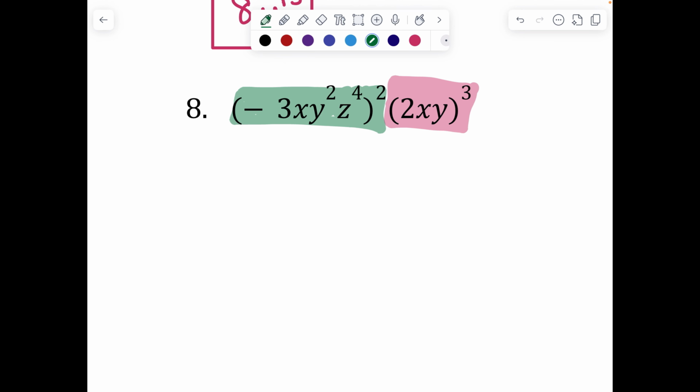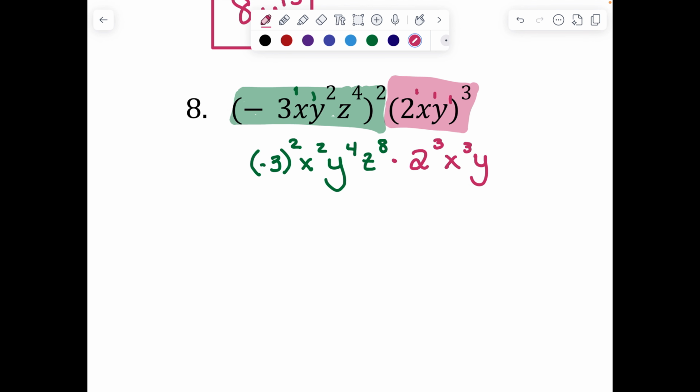So first thing I'm doing, this -3 has an exponent of 1. So we are saying -3, make sure you put that in parentheses, squared. For x's, 1 times 2 is 2. Y's are 2 times 2 is 4. For our z, 4 times 2 is 8. Now we're going to go ahead and raise 2xy to the 3rd power. These all have exponents of 1. So I end up with 2 to the 3rd, x to the 3rd, y to the 3rd.